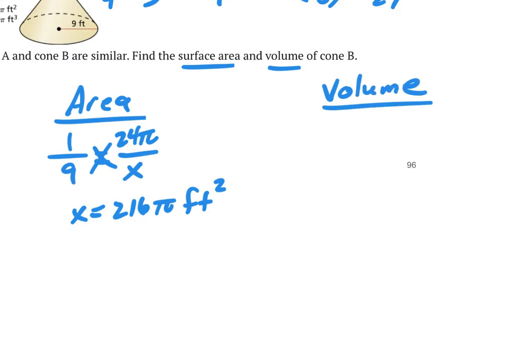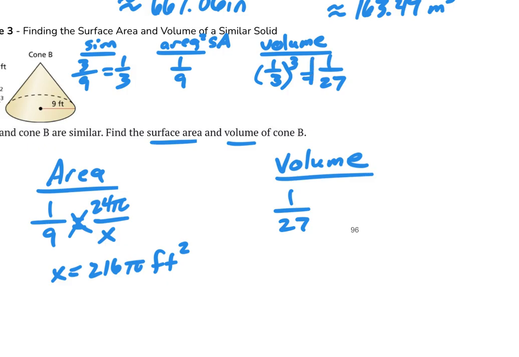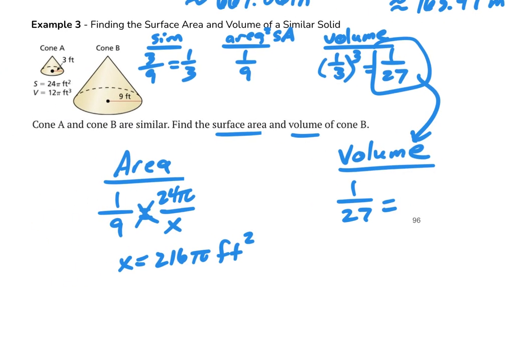Volume is going to be set up exactly the same way, but you have to do a completely different proportion. Instead of using 1 over 9, we're going to use the volume ratio, which is 1 over 27. So we're using the ratio that we just came up with up here, and we're bringing it down here. The volume of the small one is 12 pi. So 12 pi is the volume of the small cone. I'm going to put 12 pi on top because 1 is smaller than 27, so I'm going small to big, and we're going to put x on bottom.